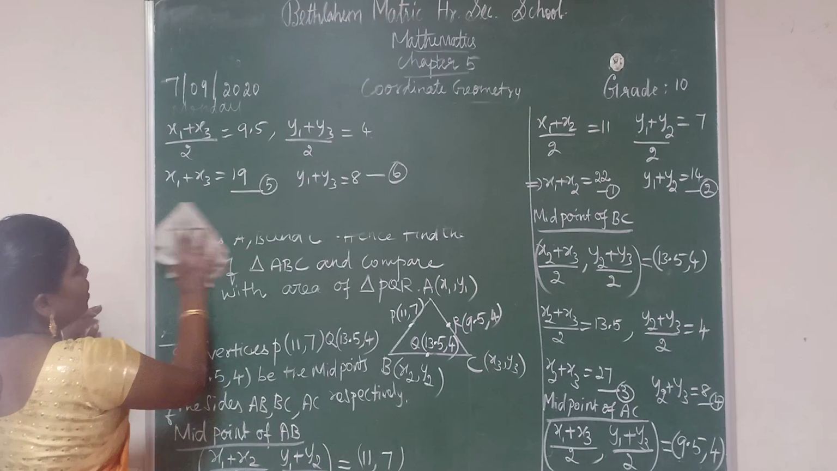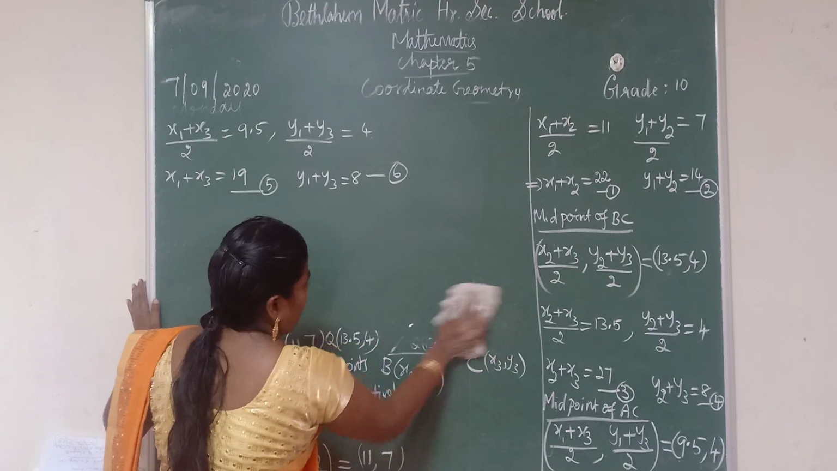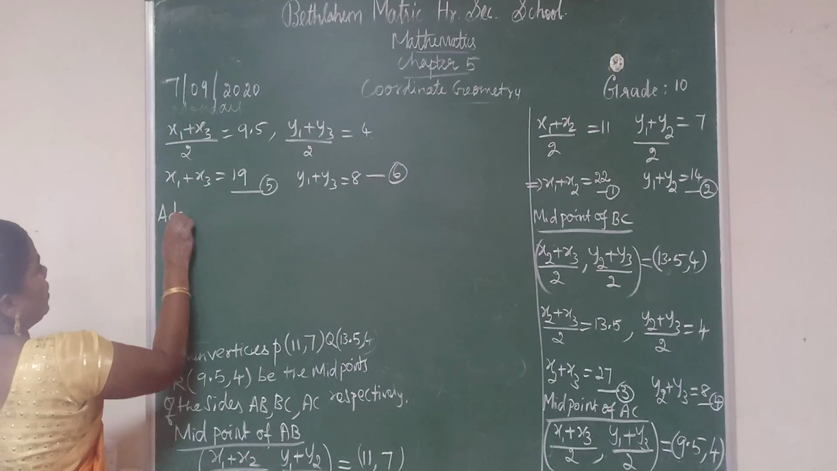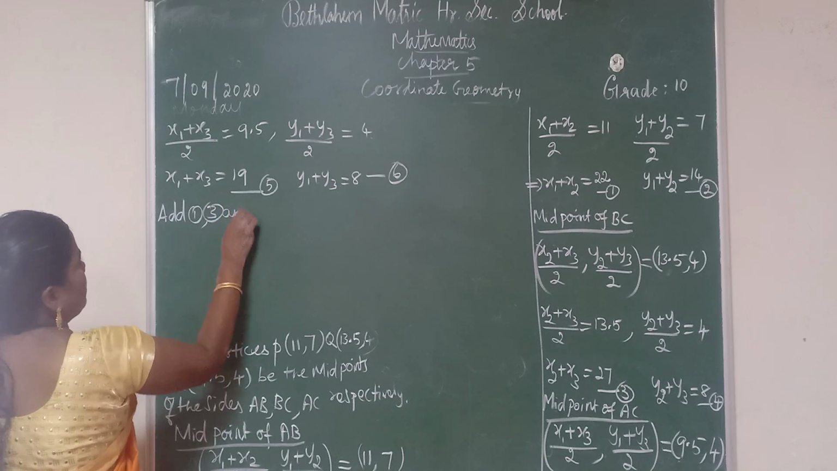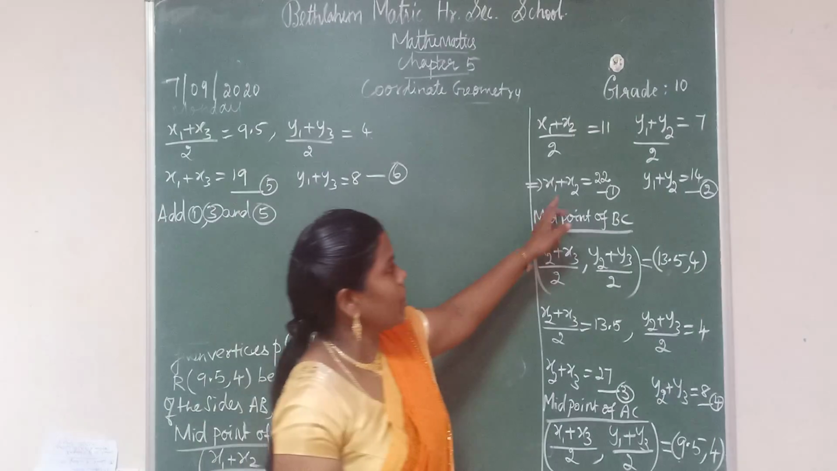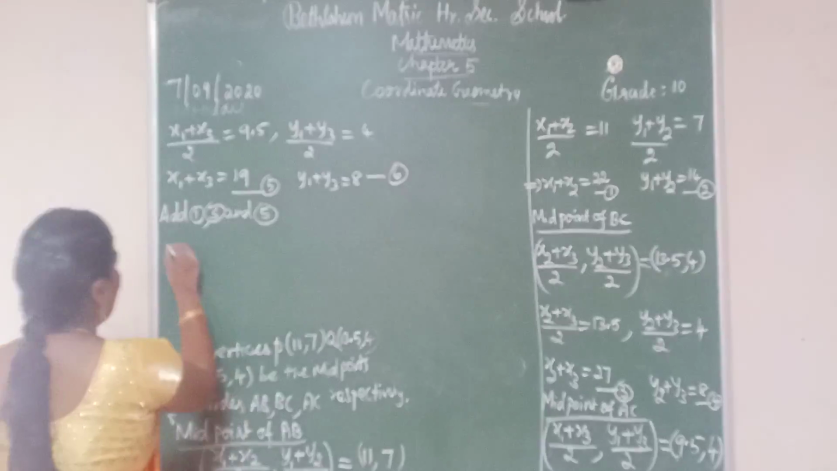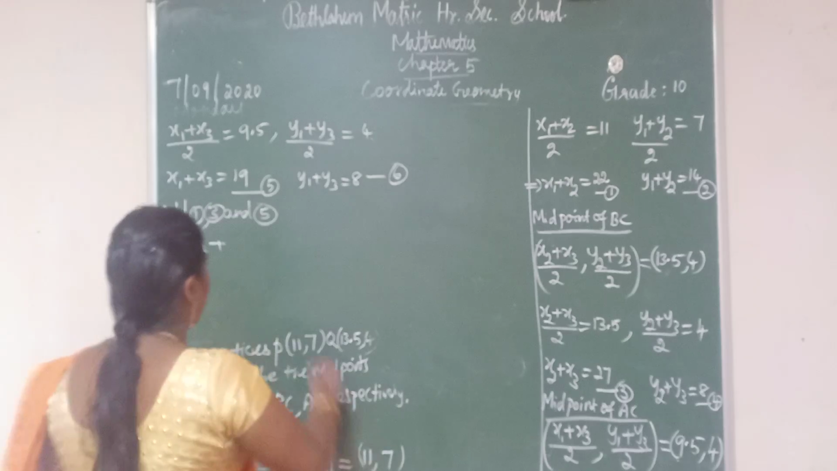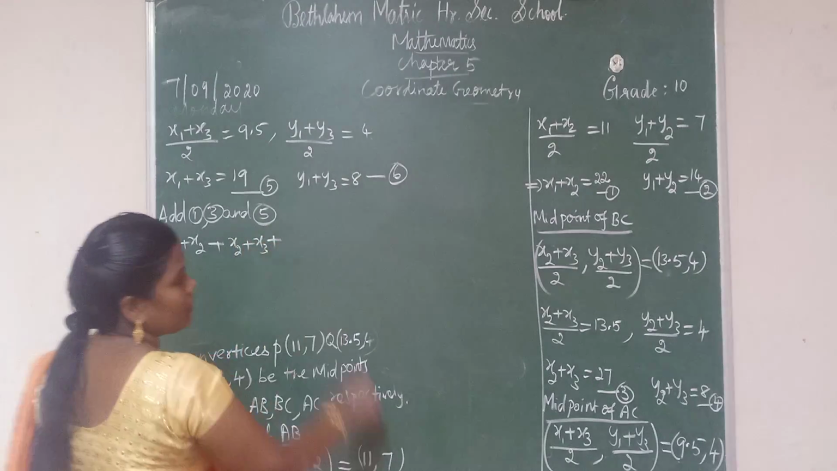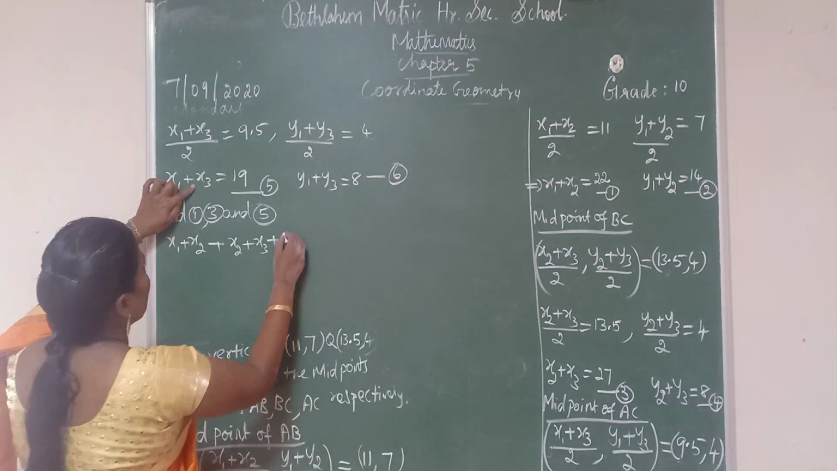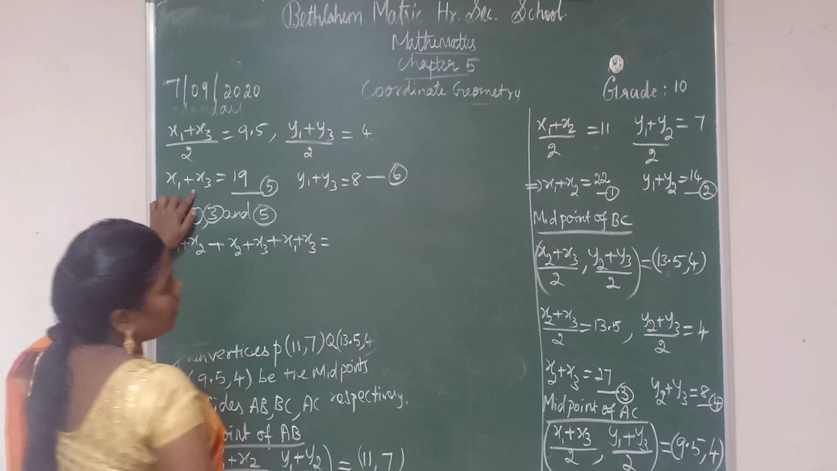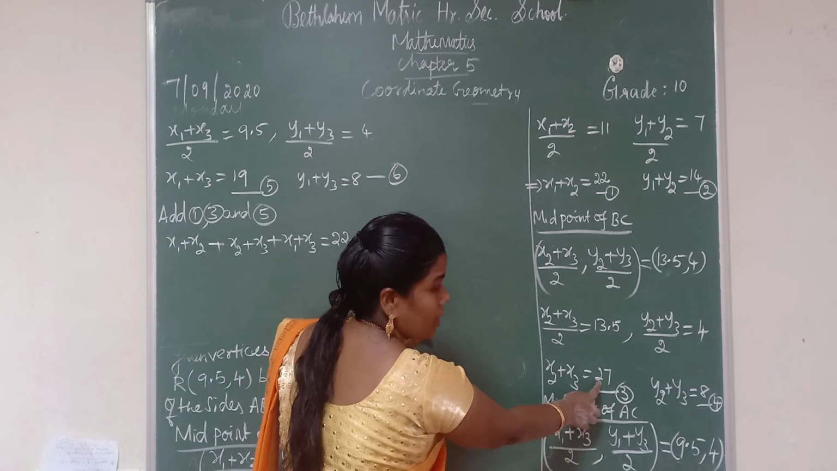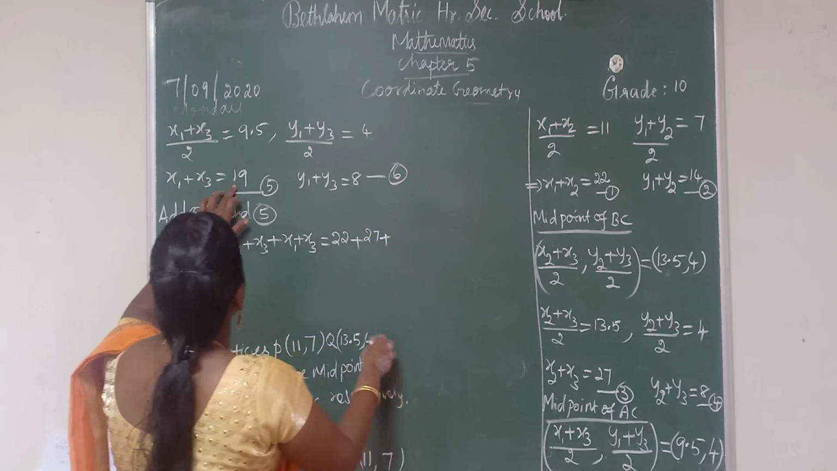Let's add all the x coordinate equations, that means equations 1, 3 and 5. First the LHS: equation 1 is x1 plus x2, equation 3 is x2 plus x3, and equation 5 is x1 plus x3, which is equal to the RHS added: 22 plus 27 plus 19.